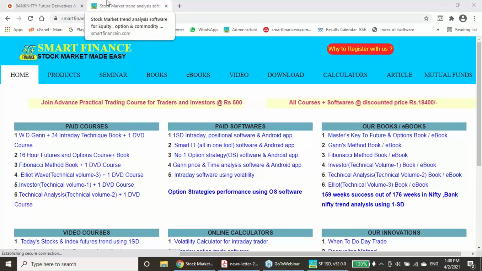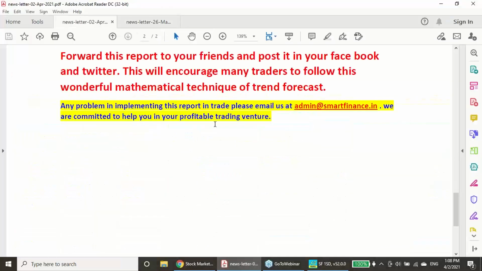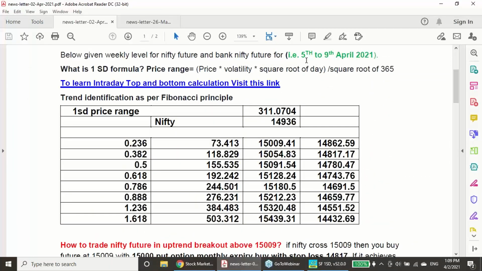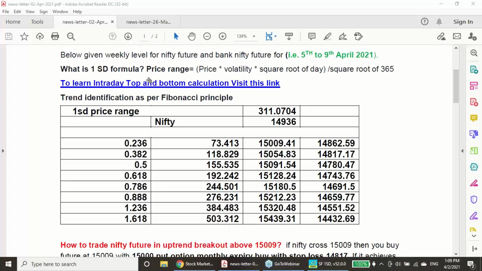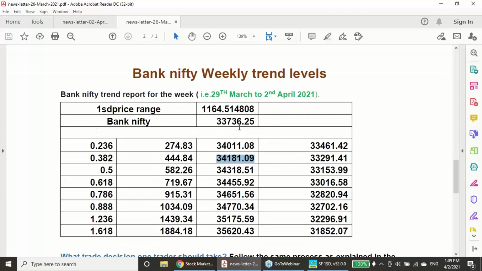And in this particular presentation, I am going to release the weekly trend report for Nifty and Bank Nifty for the week starting from 5th to 9th of April 2021. So as you know, past 3 weeks we have been giving, and this week also we'll be giving. So before I go to the report, I'll just explain what are the levels we have given last week and how far it has performed.